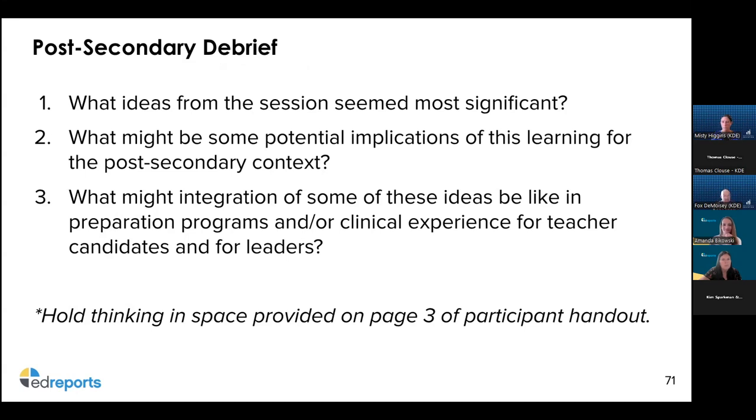Concluding for post-secondary today, we're gonna move into a debrief here. And obviously we're gonna stay together, whole group here in the main room. So just take a moment to consider the prompts that you see on the screen right now before we shift into discussion. I'll give you a chance to read those and pull some thoughts together. And as those thoughts come together, there's space on page 3 of your participant handout to jot some down, because I know there could be maybe a lot to keep up with.